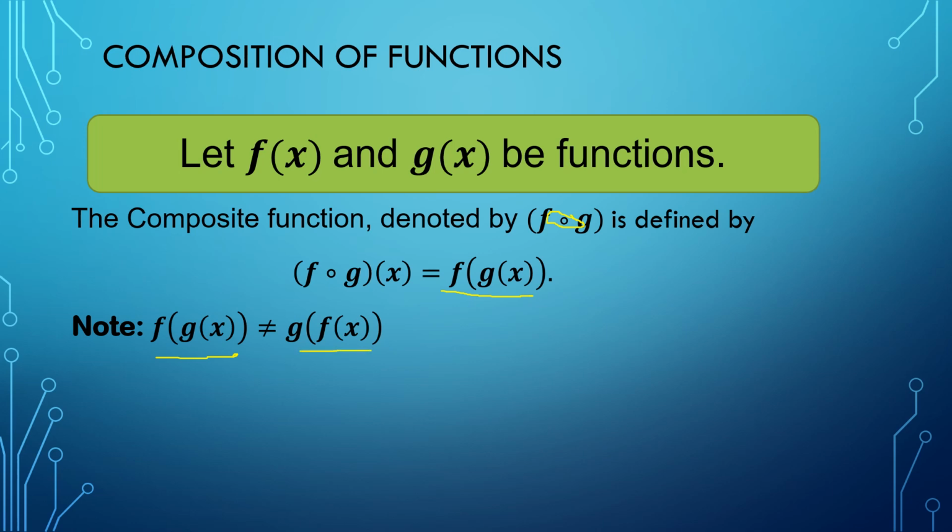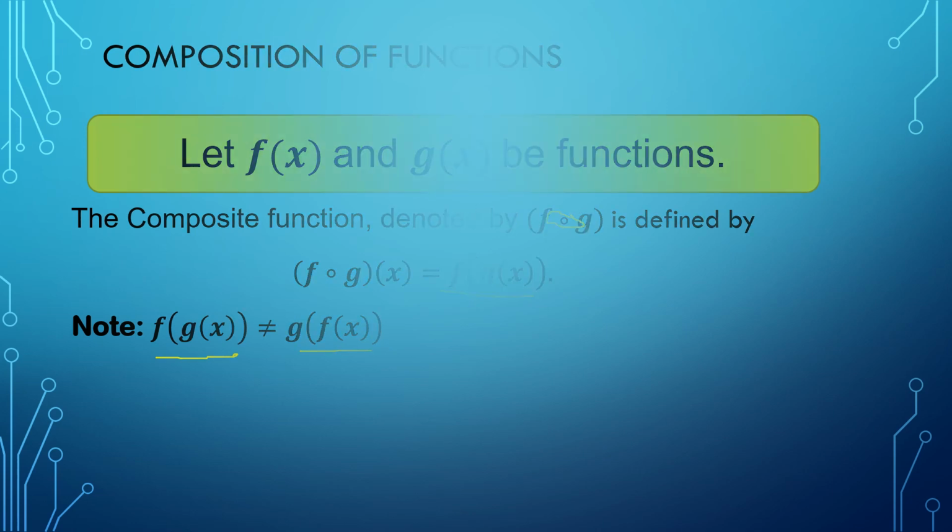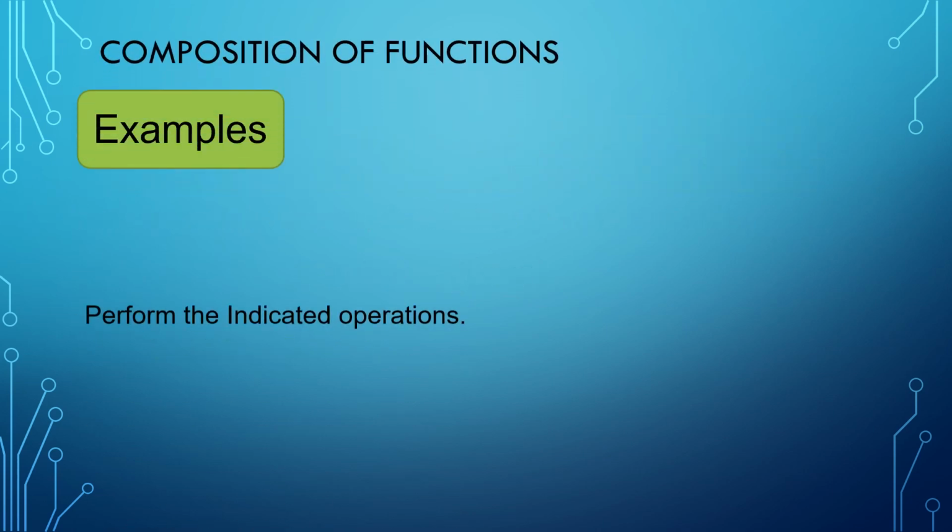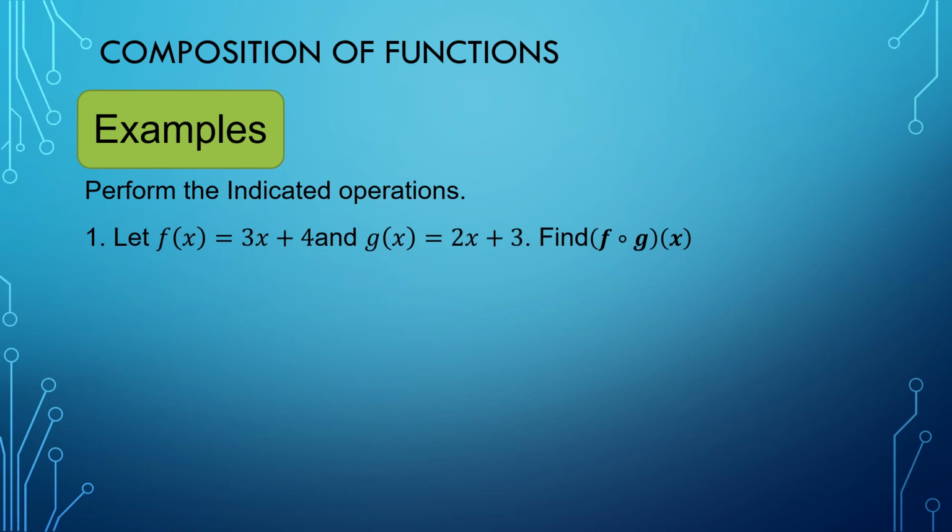Next, we have an example. Let f of x be equal to 3x plus 4 and g of x be equal to 2x plus 3. Find the composite function f circle g of x. So we have the solution. From the given definition, f circle g of x is the same as f of g of x.